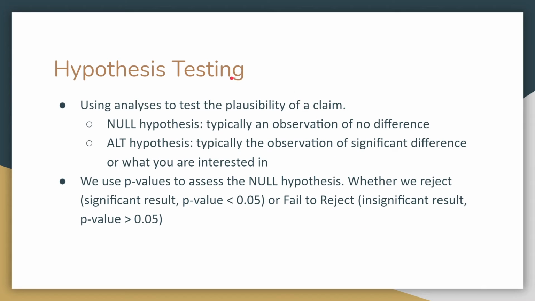Now, covering hypothesis testing, we use hypothesis testing to test the plausibility of a claim. We usually break the hypothesis down into two hypotheses: the null hypothesis and the alternative hypothesis. The null is typically an observation of no difference. This is pretty much the uninteresting part of your experiment, compared to the alternative hypothesis, which is typically the observation of significant difference, or what you are interested in.